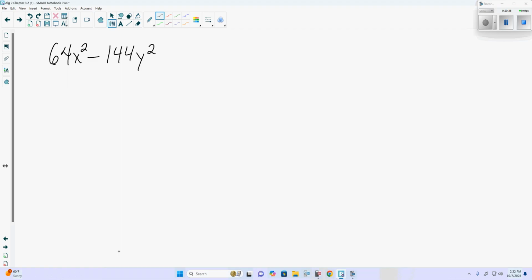Now, on the other hand, let's say we didn't notice it. Is 64 a perfect square? Is 144 a perfect square? Okay. What times itself is 64? 8. And what times itself is x squared? X, yeah. And then 144 would be 12. And we'd have y, yes? We feel good about this so far, yes?